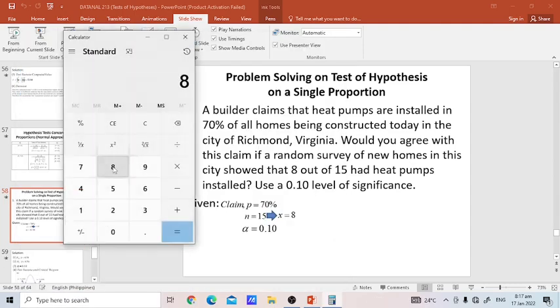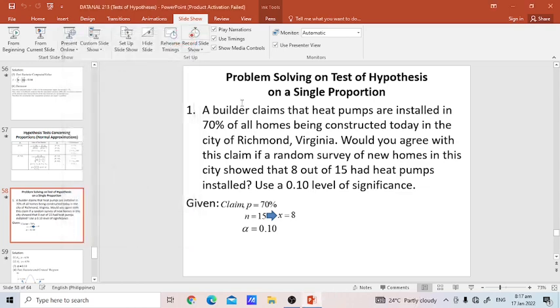So 8 over 15 is 53.33%. So it's not 70%, no? In the survey done, it shows that there is 53%, no? Of 53% of new homes had heat pumps, no?